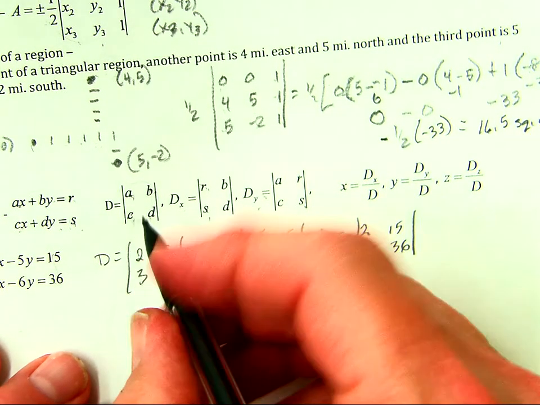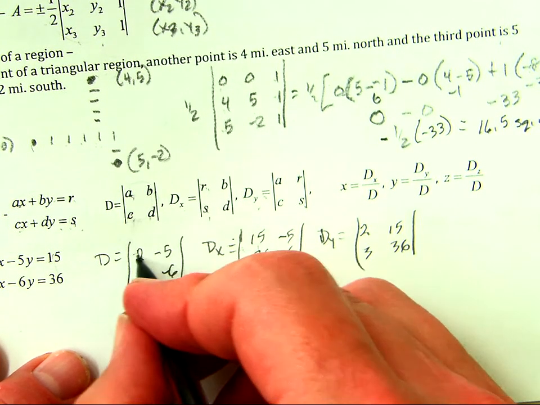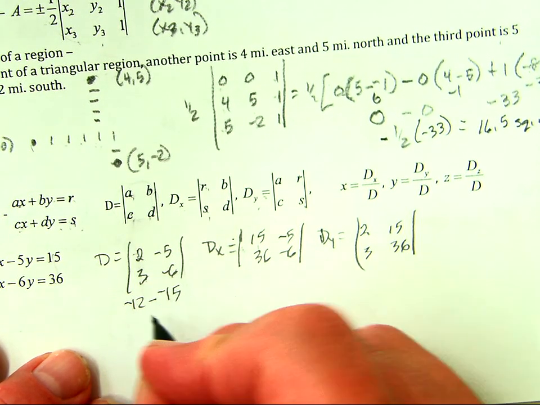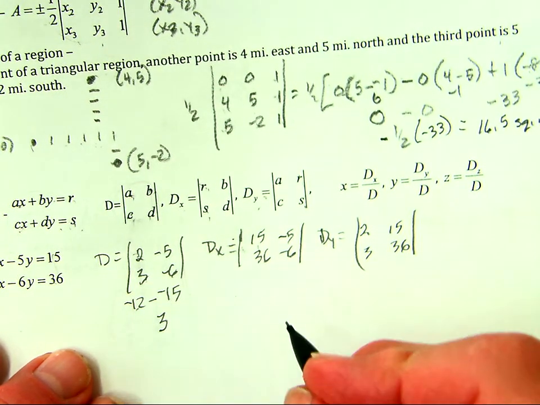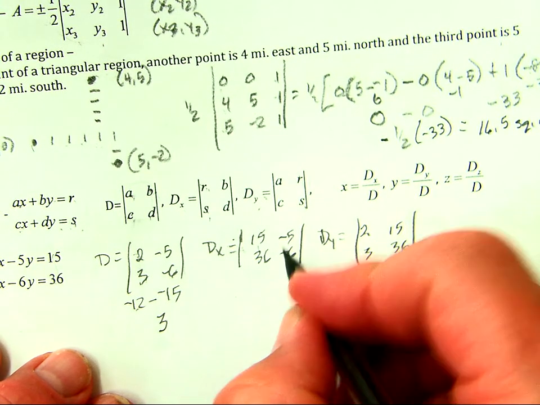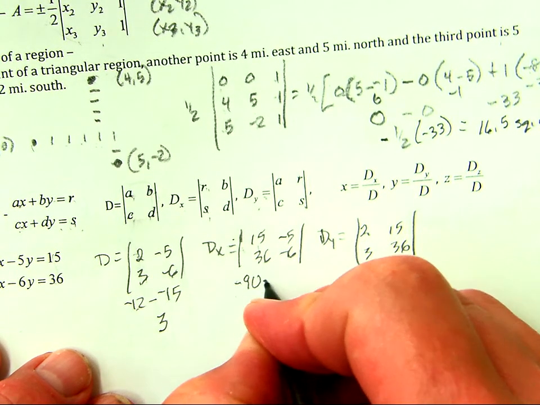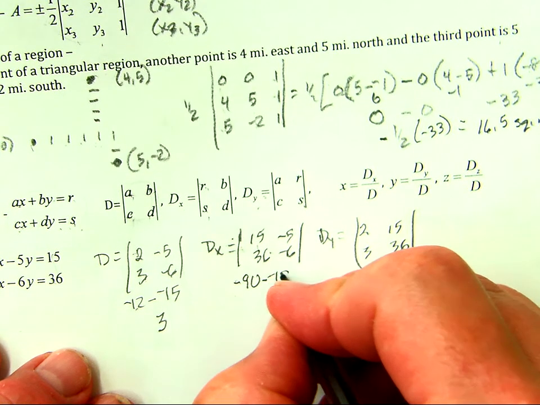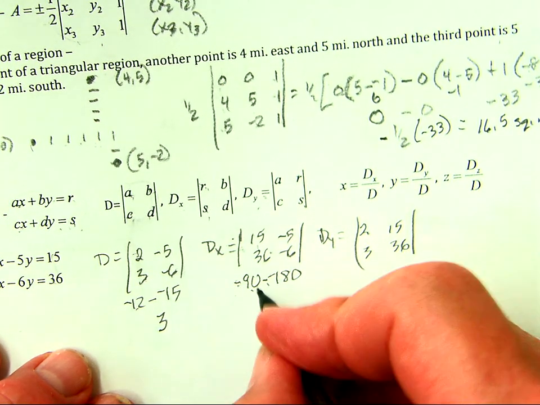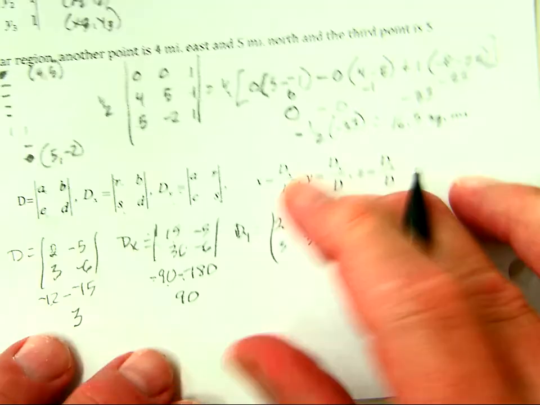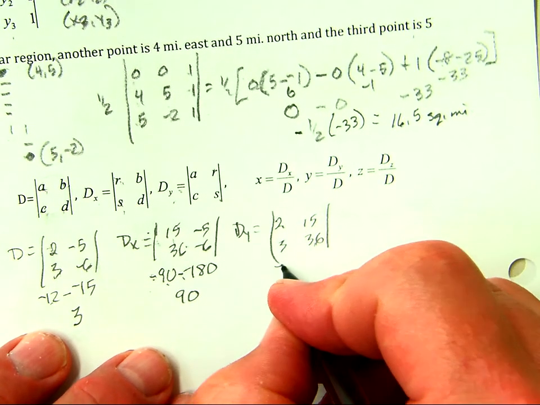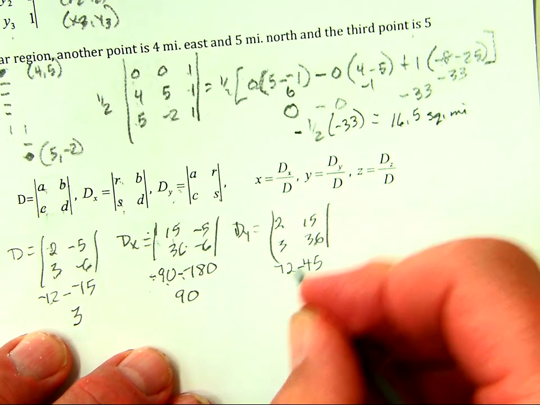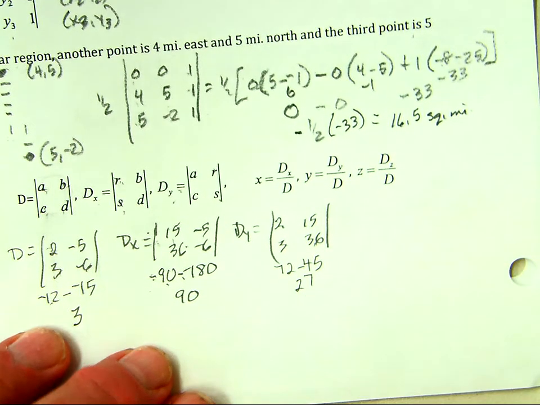We're going to find the determinant. So this one we cross multiply and subtract. So a -12 minus a -15. So -12 plus 15 is 3. Here, 15 times a -6 is a -90, minus -5 times 36 is minus a -180. So -90 plus 180 is 90. Here, 2 times 36 is 72, minus 15 times 3 is 45. 72 minus 45 is 27.